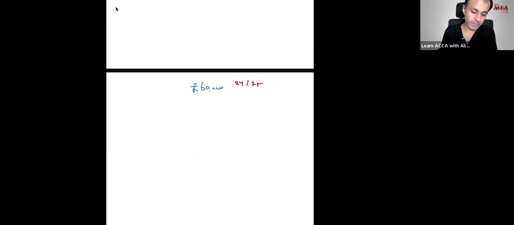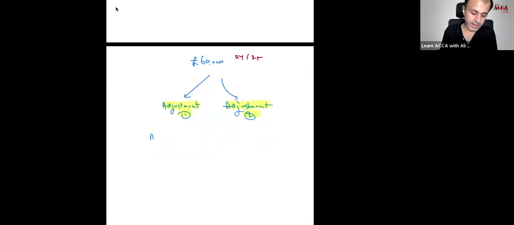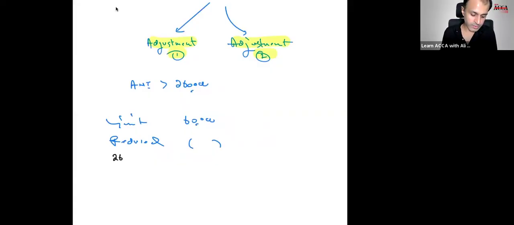But in two possible events, it can be revised. Adjustment number 1 and adjustment number 2. There are two events of adjustments. Adjustment number 1: where the ANI is more than 260,000. If that is the case, you will write down the limit, which is 60,000, and then reduce it by 50% of 260,000 minus ANI.